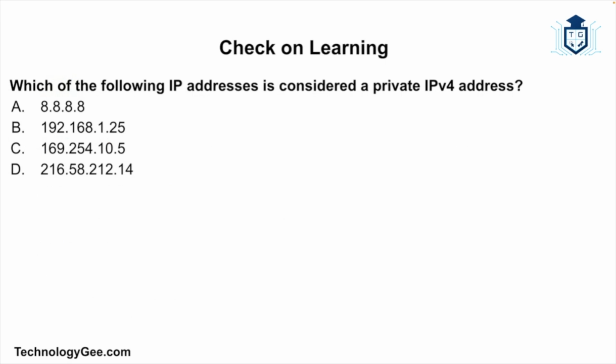All right, so with all that being said, let's do some check on learning. So our first question is, which of the following IP addresses is considered a private IP version 4 address? Is it 8.8.8.8? Is it 192.168.1.25? Is it 169.254.10.5? Or is it 216.58.212.14?